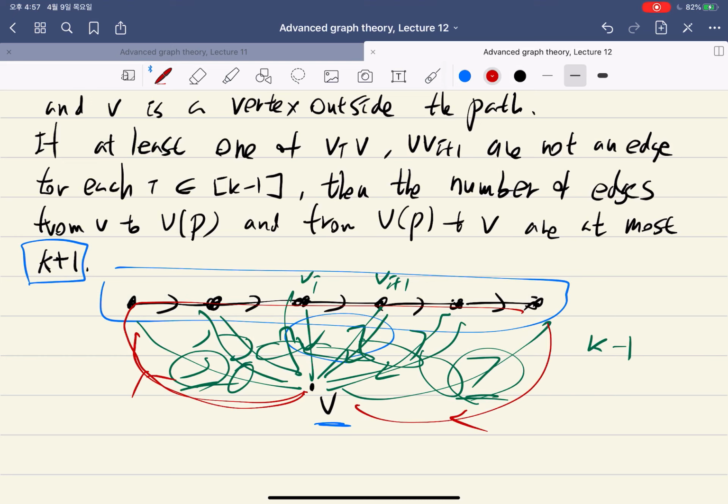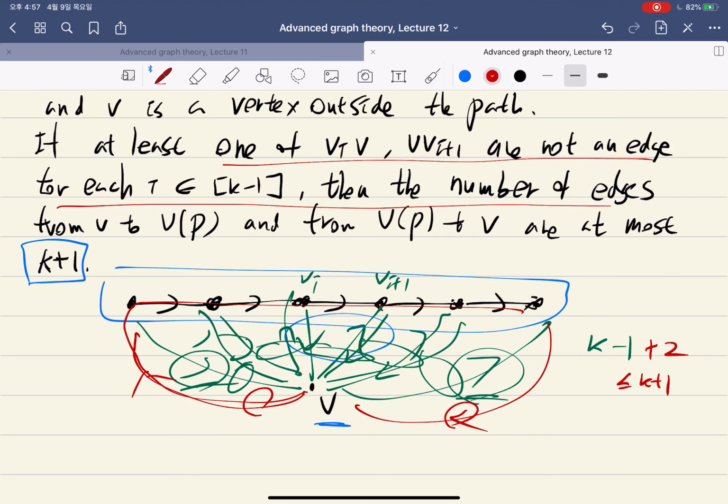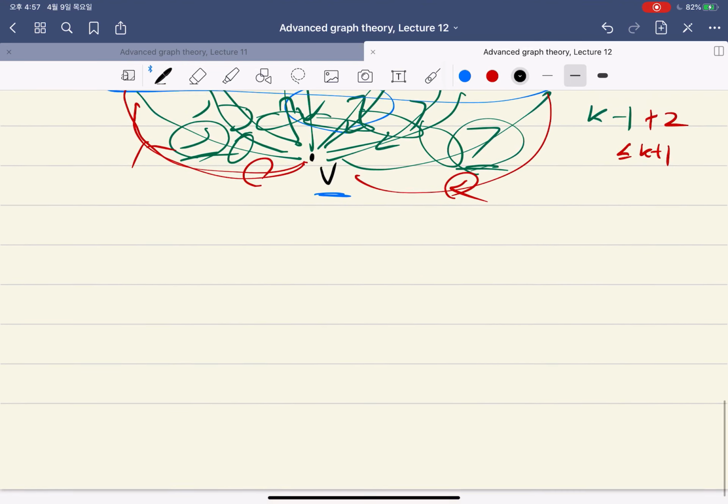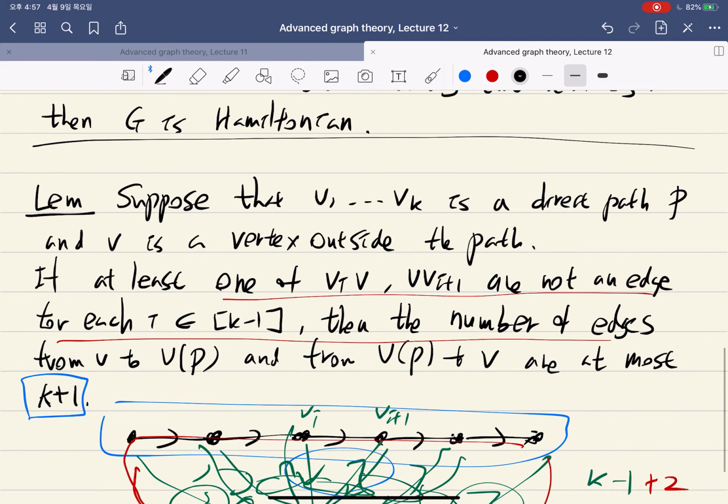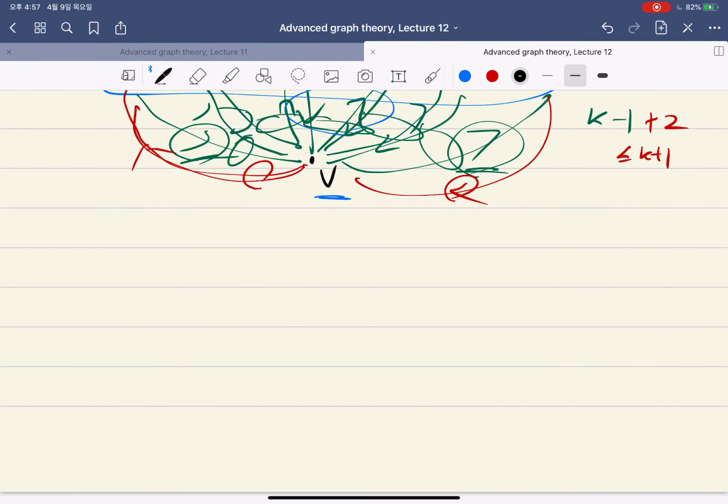So it's okay for this condition. So those two can be here. So it's at most k plus one. So I'm going to omit the rigorous proof, but you can prove it for yourself.